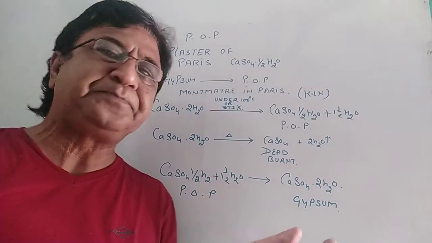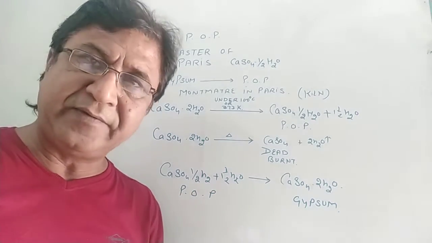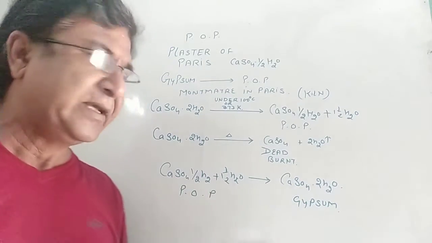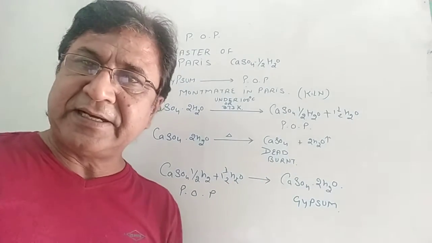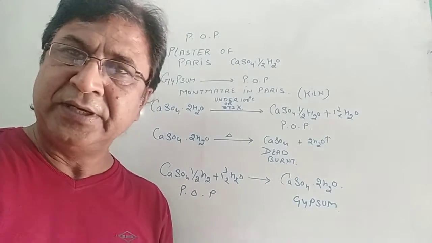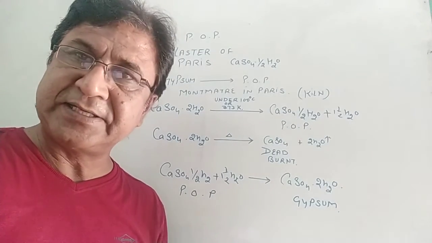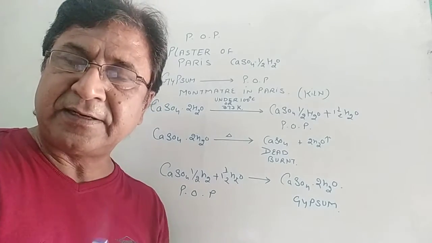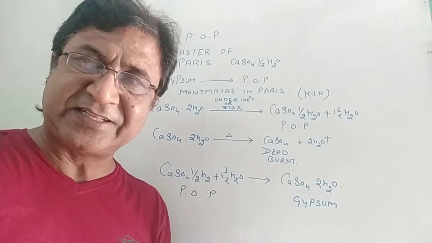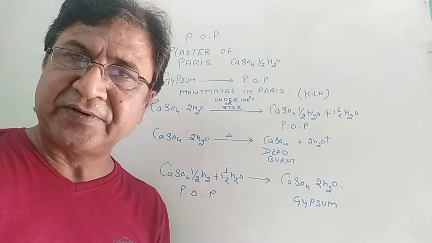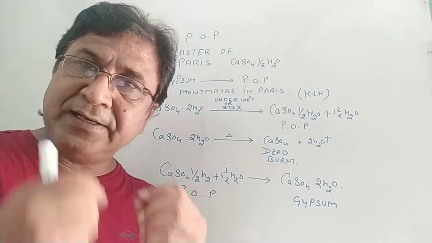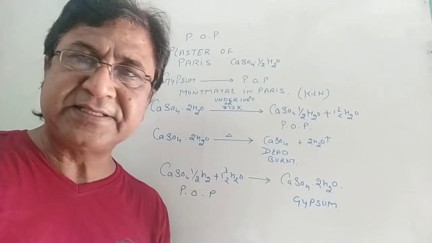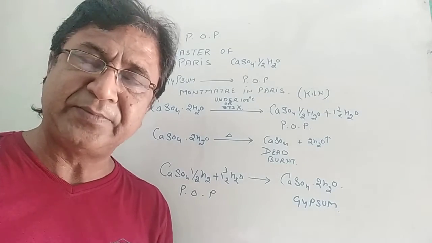So a question can come: POP should always be kept in a moisture-free atmosphere because it again turns into gypsum. Remember this. If the question comes where it is utilized, I already told you: in making sculptures, for decorating roofs, and in treating fractured bones by orthopedic surgeons. In the laboratory, POP is also utilized for making apparatus airtight. These are very simple uses of POP.